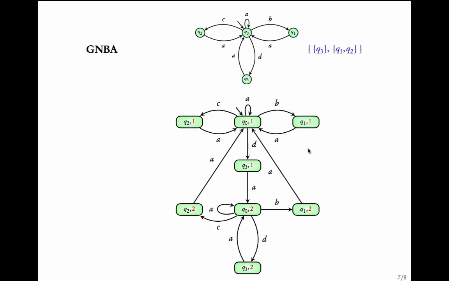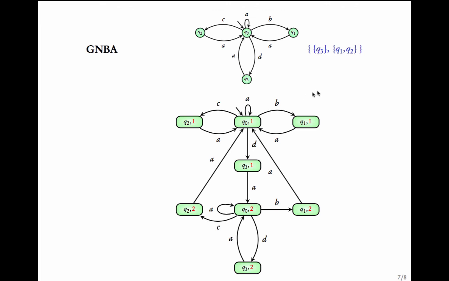The construction is simple. You multiply the automaton by 2 in the sense that for every state here, add a state Q01 and Q02. Similarly, Q11, Q12, Q21, Q22, Q31, Q32. All outgoing transitions from the first set in the first copy go to the second copy, and all outgoing transitions from the states in F2 which are in the second copy go back to the first copy.